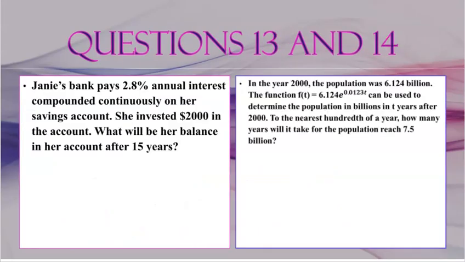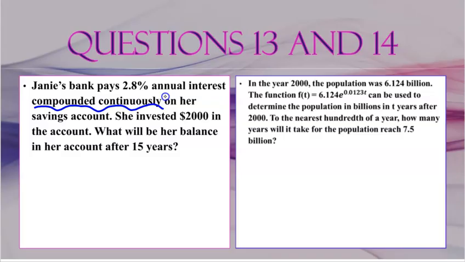And our last two questions. Janie's bank pays 2.8% annual interest compounded continuously on her savings account. So compounded continuously is the key phrase. What will be her balance in her account after 15 years?